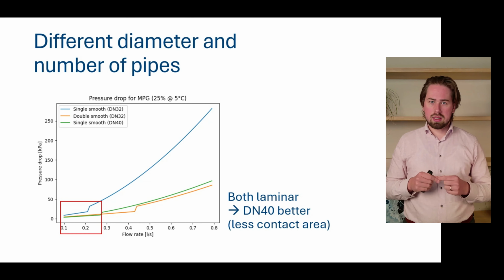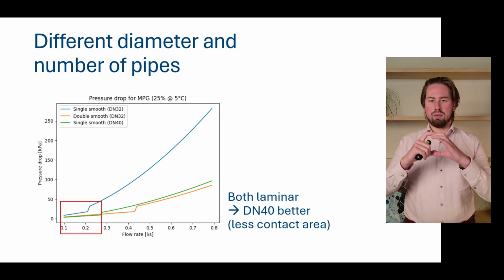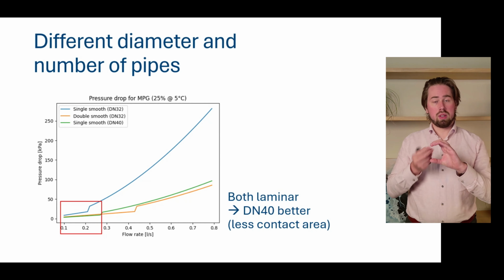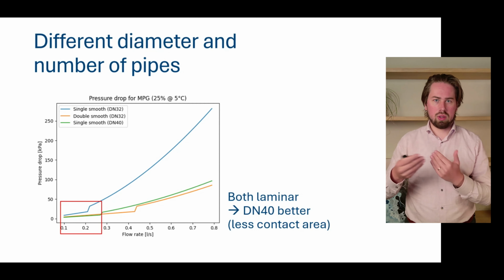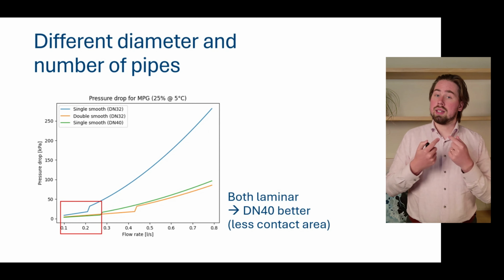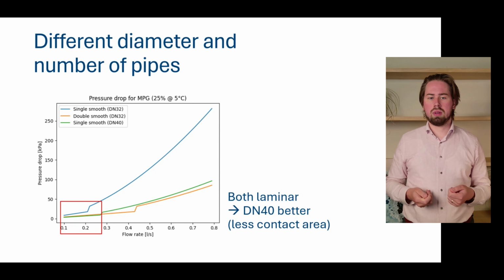And that's because when we have a single DN40, the contact area, where there is friction between the fluid and the pipe, is actually smaller than with our double DN32. So in the double DN32, the fluid has more contact area to have friction with the pipe, meaning that it has a higher pressure drop.